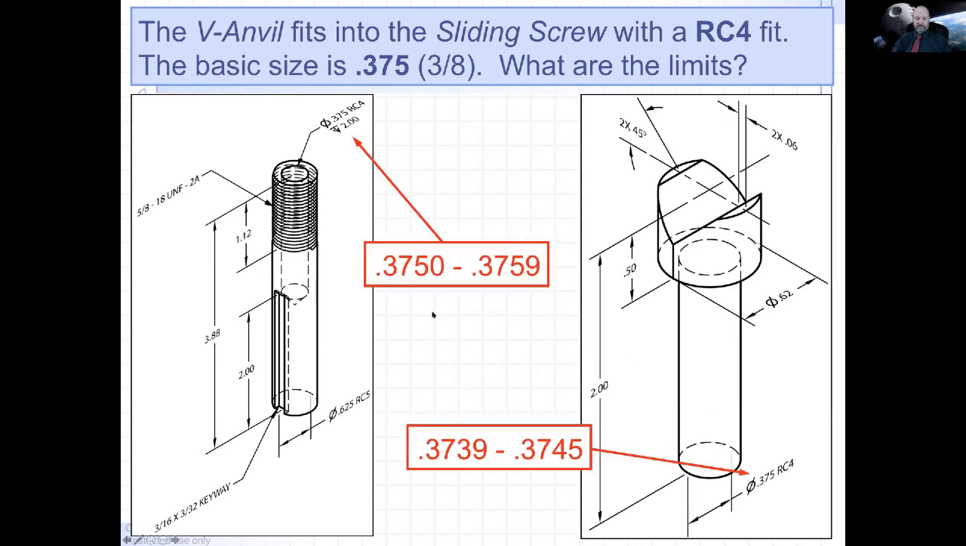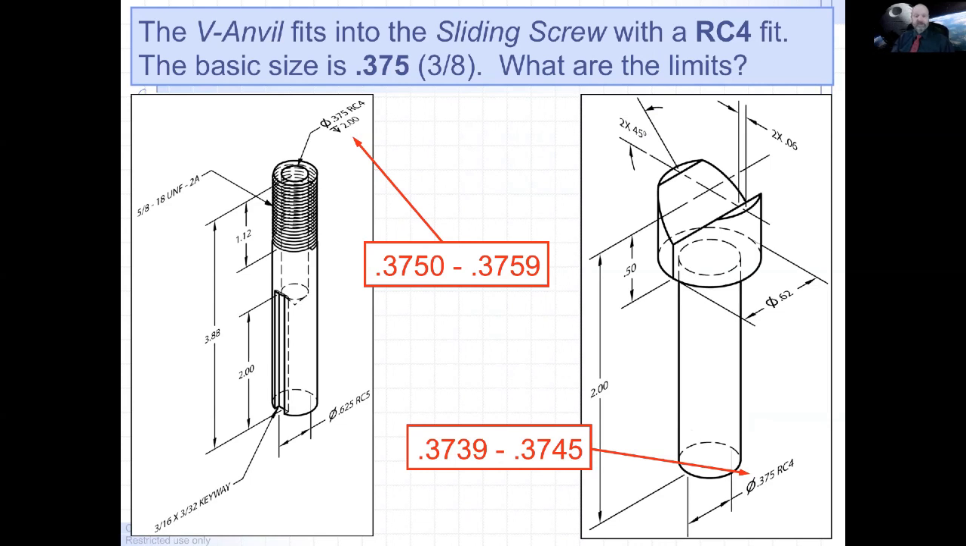Okay, so you go look up on the table and you find that this is the hole size. So you better make sure your hole is within this range, this tolerance. And then this is the shaft, and it has to be within this tolerance. And if you look at this, the 3745, which is as big as that shaft can be, is always going to be smaller than the 3750, which is the smallest that the hole can be.